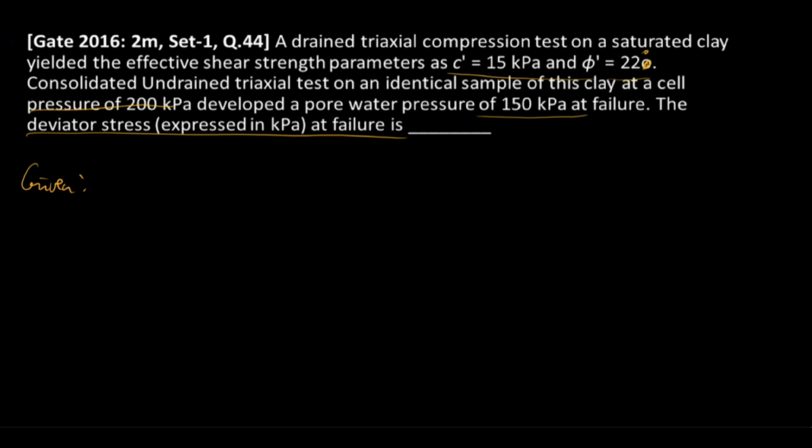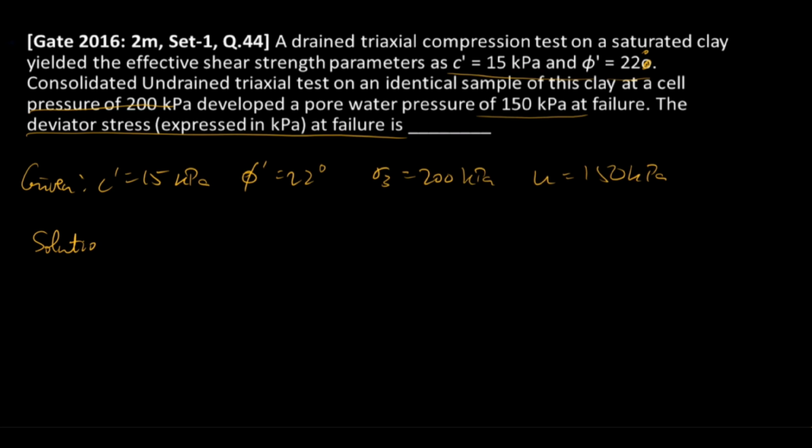Okay, so they have given c' equal to 15 kilopascal. The effective angle of internal friction will be 22 degrees, and they have also given the value of sigma 3 as 200 kilopascal and pore water pressure u as 150 kilopascal. So with this we can find the effective stress, that is 200 minus 150, which is nothing but 50 kilopascal.